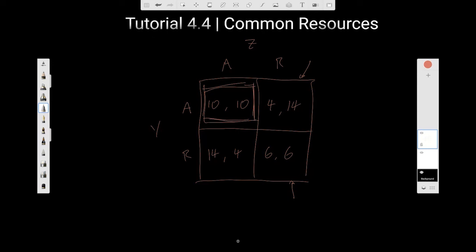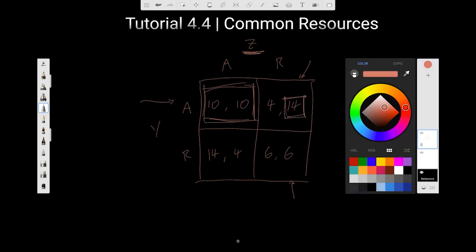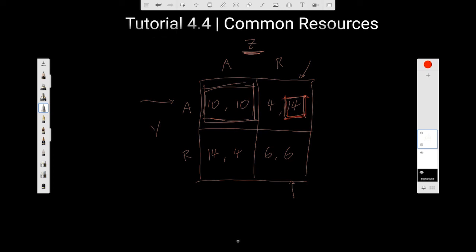So let's think this through systematically. So first off, let's think about what happens when Yuri, for sure, chooses to stick with the agreement. What should Zeta do? Well, so the way we're going to do this systematically is we're going to underline the payoff for Zeta that corresponds with Zeta's best action. So Yuri is choosing A. Zeta is making the decision between 10 and 14. So for Zeta, given that Yuri is choosing the agreement, Zeta should choose 14. So let's box this in. And let's actually do this in another color, or less gloomy red.